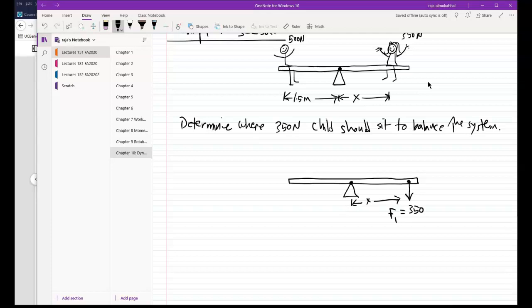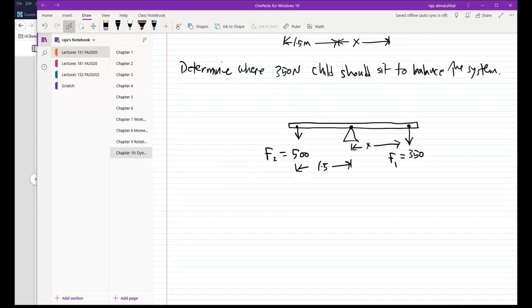And then the brother is 500. Let's call it F2. And he is 1.5 meters away from the fulcrum. Got it? Okay, so how do we do it? Okay, here is how we do it.